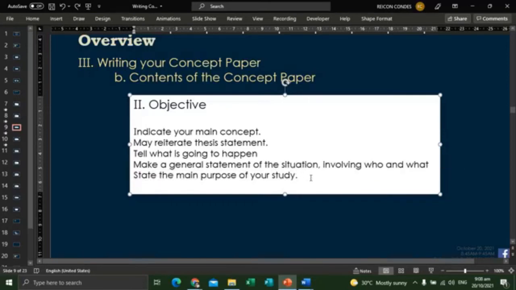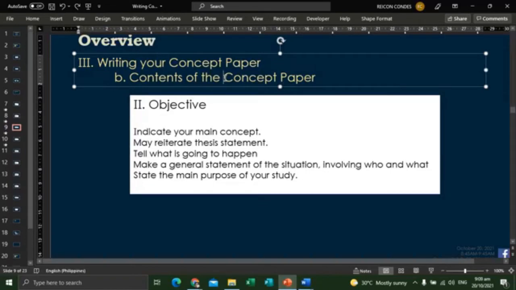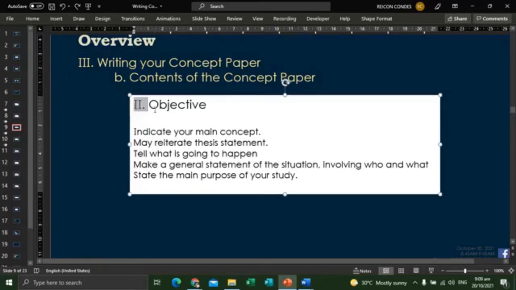Unlike a full-blown research paper na ang kinakailangan ng objectives ay at least 2 to 3 or 2 or more, dito sa ating concept paper okay lang ang isang objective lang natin, kung isa lang ang itatarget nating masagot. Now, again, I will reiterate, ang titingnan natin dito is how you write.